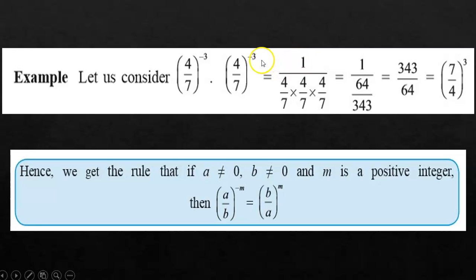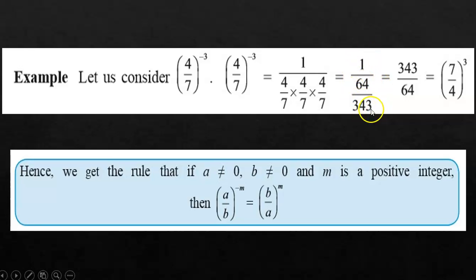This would be 1 upon, why am I taking 1 upon? Because the power is negative. So I have 1 upon 4 upon 7 into 4 upon 7 into 4 upon 7. Why have I taken it thrice? Because my power is 3. And this 4 into 4 into 4, the cube of 4 is 64 and the cube of 7 is 343. And this is 1 upon 64 upon 343.